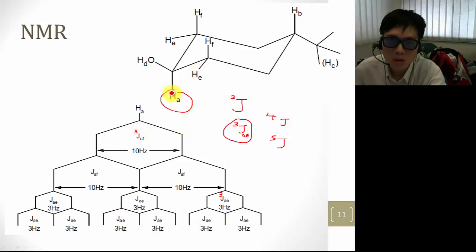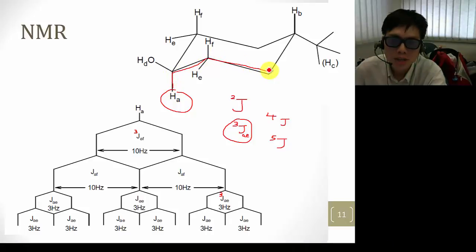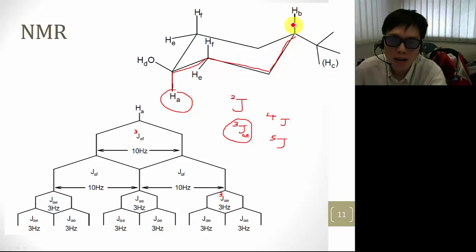What about AB? 1, 2, 3, 4, 5. 5J. So that's why we don't really consider it in the NMR spectrum. So the first thing we look at is the one with the highest coupling constant. That is your two anti-periplanar protons, HF and HA. So they experience the greatest spin interaction, and you see that it is 10 Hz.